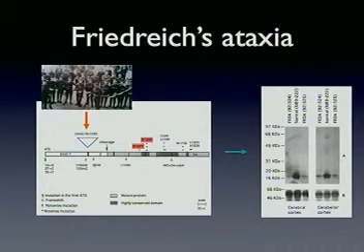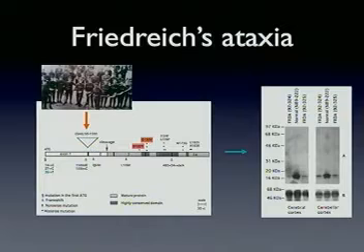You have heard already today, and you probably knew before, that the most common cause of this disease is this GAA repeat expansion, which is localized in a very peculiar part of the gene. It's called an intron, a part of the gene that does not really code for the protein. It's there for unknown, possibly regulatory purposes.